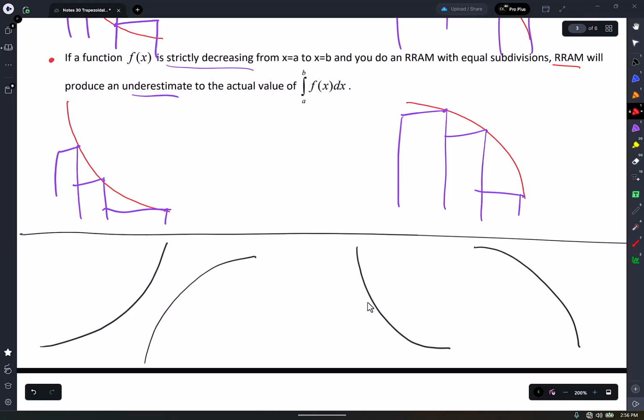I'm just going to do one trapezoid. So look, point right here. Point right here. That's for concave up. And look at the other concave up one. I'm going to go to the other concave up. Point, point.